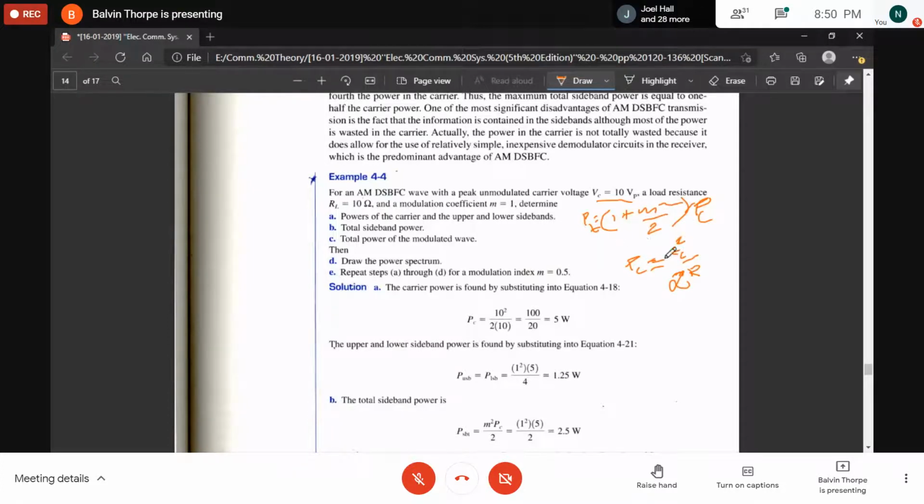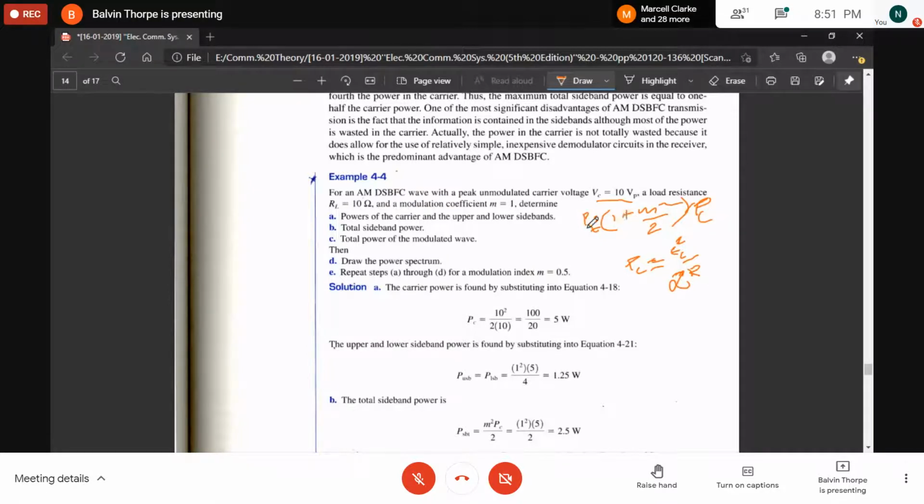Right, this way, the short way. So somebody work with me now, and let's use this, and then we're going to use the way it is done in the problem, and see if we come to the same thing. So EC squared, that's 100 over 2 times R, which is 20. 100 over 20 is what? 5. So PC is going to be 5.